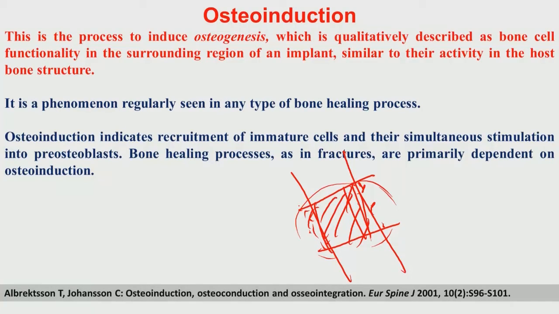and it is a phenomenon regularly seen in any type of bone healing process, and osteoinduction indicates essentially recruitment of immature cells and their simultaneous stimulation to pre-osteoblasts. Therefore, to prove the osteoinduction process, you also have to see whether certain stages of the differentiation process are taking place or not. Bone healing processes, as in fractures, are primarily dependent on the osteoinduction process. So, there are 2 terms I have defined now. One is osseointegration or osteointegration, and another one is osteoinduction. Induction means you recruit immature cells and then simultaneously stimulate them to pre-osteoblasts.